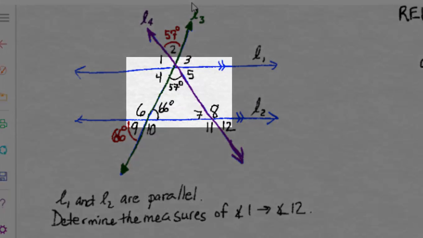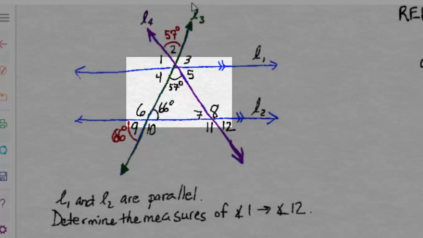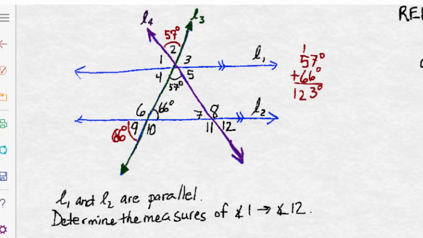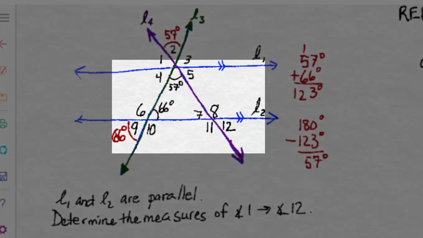Now, notice that we have a triangle. We know that the angles of the triangle must add up to 180 degrees. If we know that two of the angles are 57 degrees and 66 degrees, we can subtract to find the third. The sum of 57 degrees and 66 degrees is 123 degrees, and the difference between 180 degrees and 123 degrees is 57 degrees. This means that angle 7 must be 57 degrees. It also means that by vertical angles, angle 12 must also be 57 degrees.